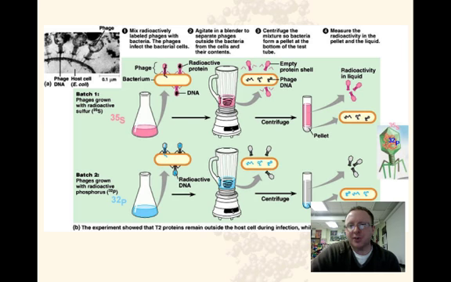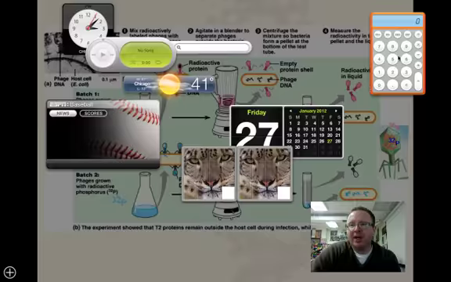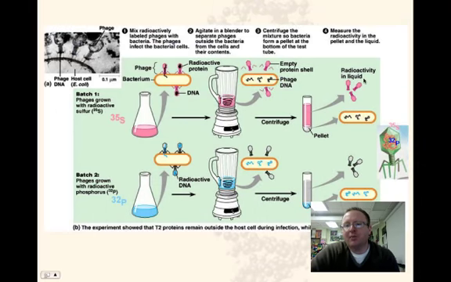Then they used a centrifuge, and basically what it did is it separated the contents of that solution by density. They had the fluid at the top, which was called the supernatant, and the pellet at the bottom, which would be composed of the bacterial cells. When they looked at the supernatant, what they found was the radioactively labeled sulfur. When they looked at the pellet, which contained the bacterial cells that had been infected, they found the radioactive phosphorus.